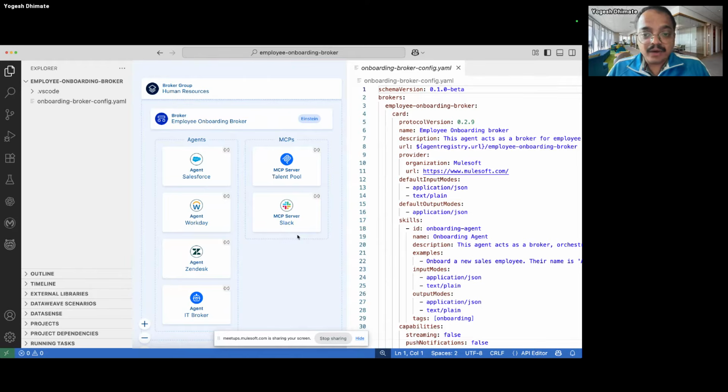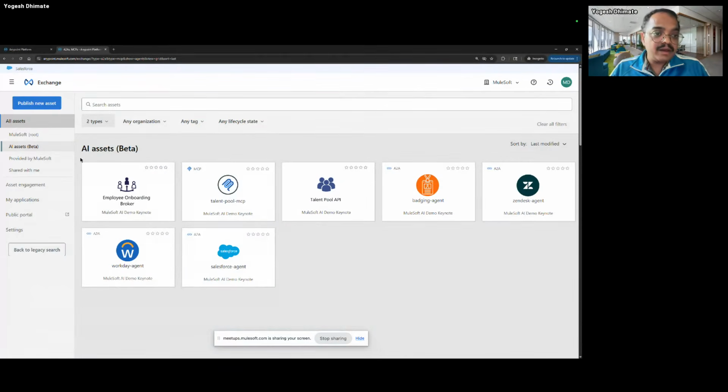So once this broker is designed, Janice uses Anypoint Code Builder to publish the broker back to Exchange, and the broker is available now in Exchange, right? So now everything that is needed from an orchestration perspective, those building blocks, the agents, MCP server, as well as the broker, everything is available in Exchange now for Janice to start using the broker.